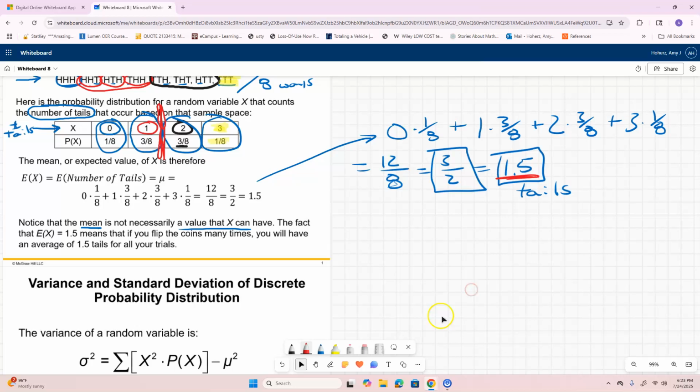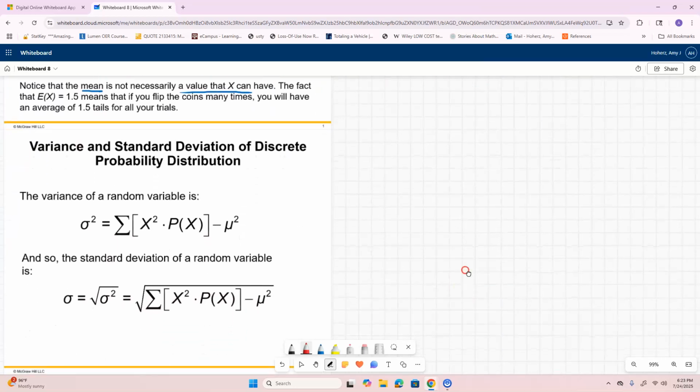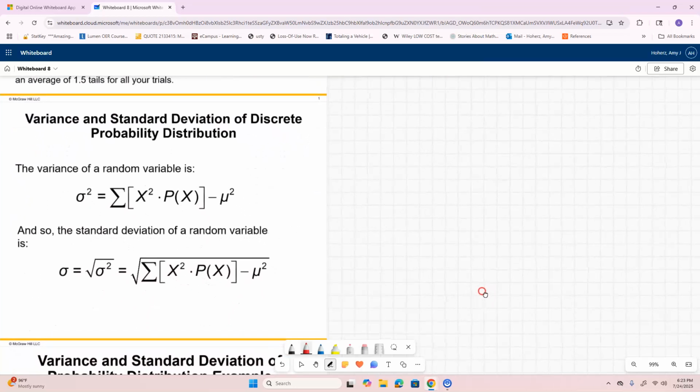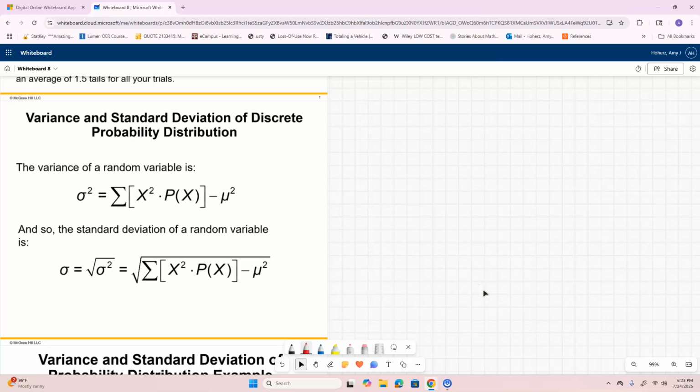Okay, so now how do we figure out the variance and then the standard deviation of a discrete probability distribution? We're going to start with something that's very similar to what we already did. In order to get the variance, we're going to take the sum of all the x squares times the p of x's. So not the x's, but the x squares. We're going to sum those up, just like we did before. So the top number squared times the bottom number plus the top number squared times the bottom number.